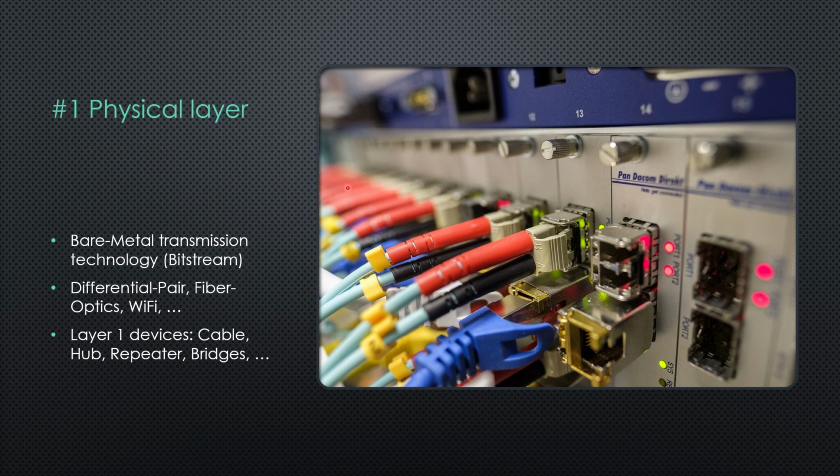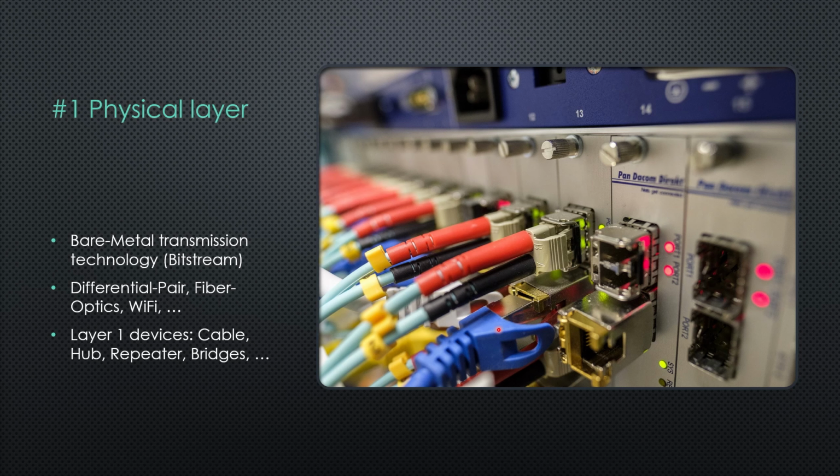Let's talk about each of these layers. Let's start with the physical layer. Basically, the physical layer is a bare metal transmission technology. So how does the bit stream flow? This could be, for example, a differential pair, a wireless network, or fiber optics. If you might be interested in that, fiber optics is the connector in this image here. And down here we have some twisted pair Ethernet. But we're going to talk about fiber optics in the future as well in this video series.